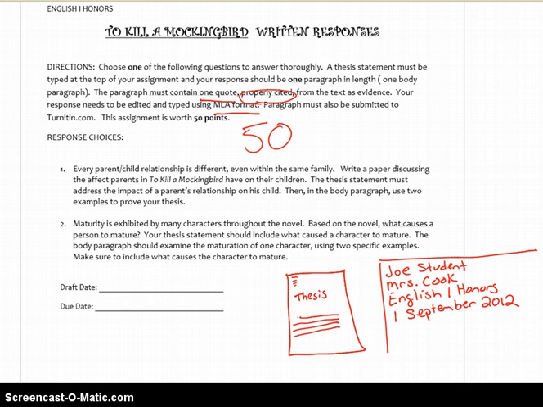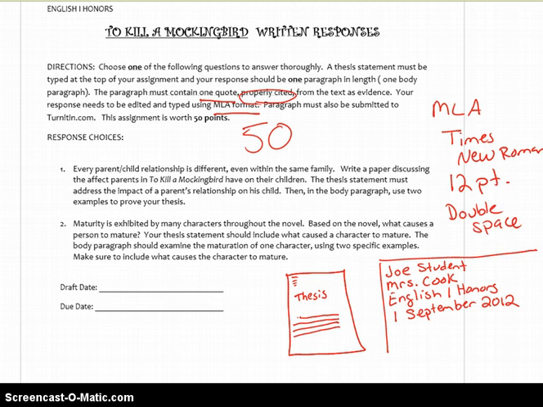Also for MLA format, you're using Times New Roman font, 12 point, double spaced. All right, so let's take a look at the response choices. You have 2 choices to go with here.